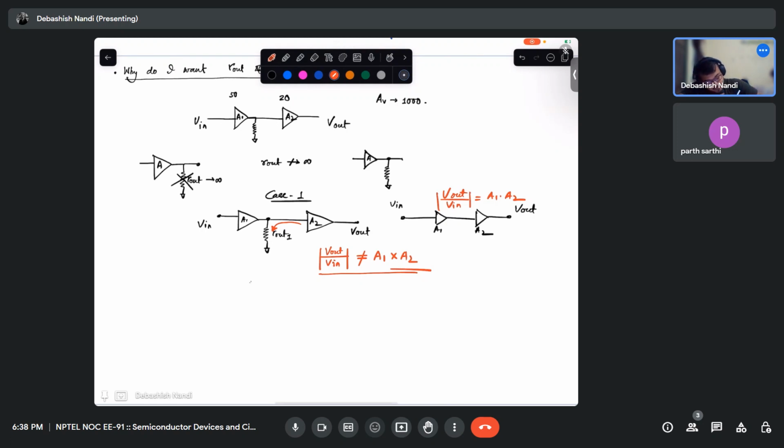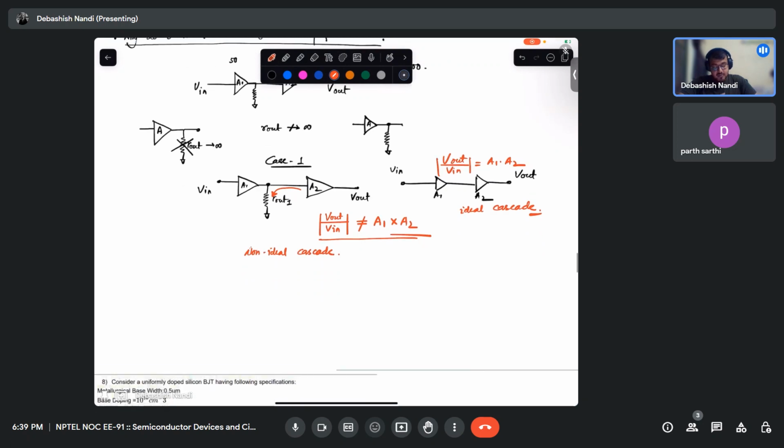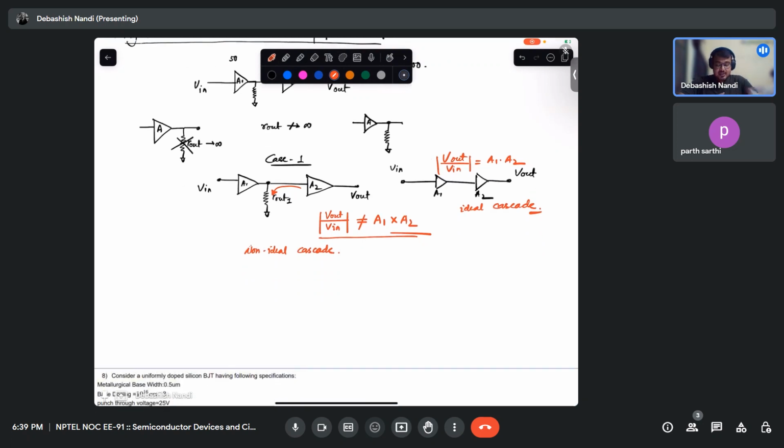This is non-ideal cascade connection. And this is your ideal cascade connection. You know about cascade connections? Yes, sir. So this is the way to more easily visualize this. I can show you some more sophisticated way to go about this.